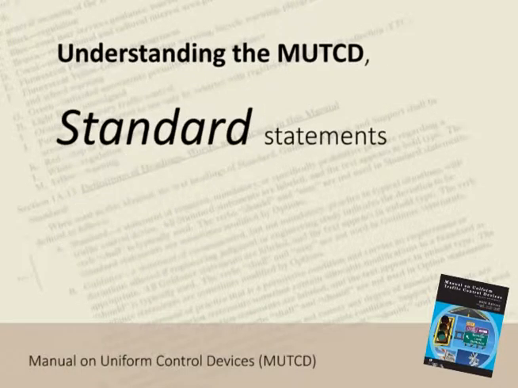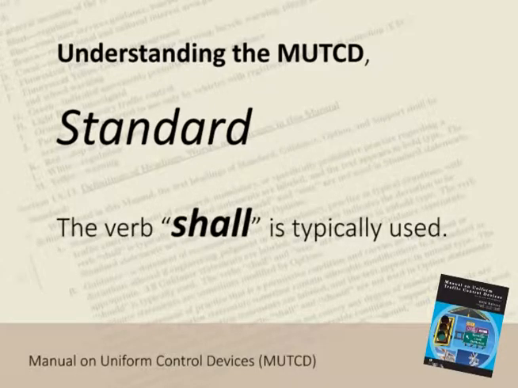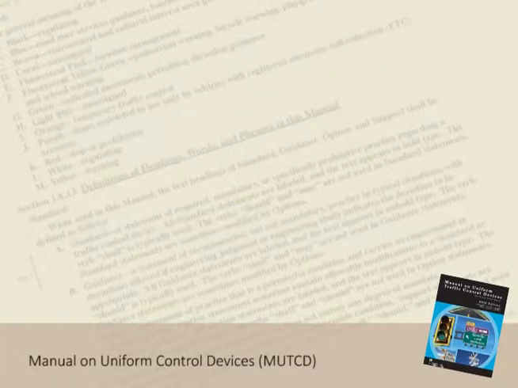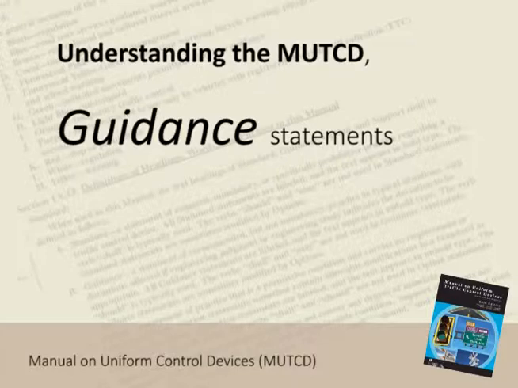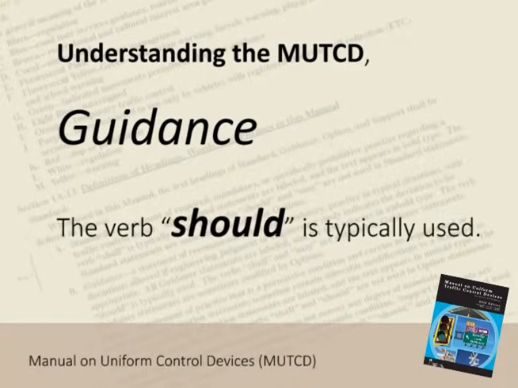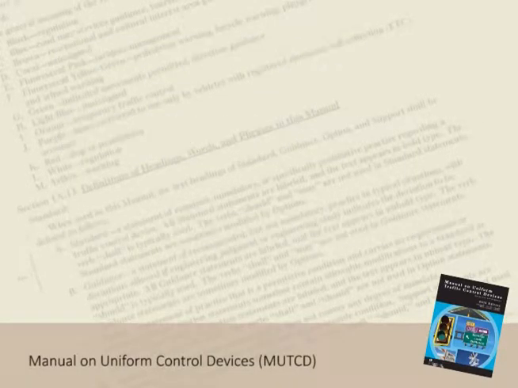A standard is a statement of required, mandatory, or specifically prohibited practice regarding a traffic control device. All standard statements are labeled within the MUTCD, and the text appears in bold type. The verb shall is typically used when discussing standards. A guidance is a statement of recommended but not mandatory practice in typical situations, with deviations allowed if engineering judgment or engineering study indicates the deviation to be appropriate. All guidance statements are labeled and the text appears in bold type. The verb should is typically used when referring to guidance.